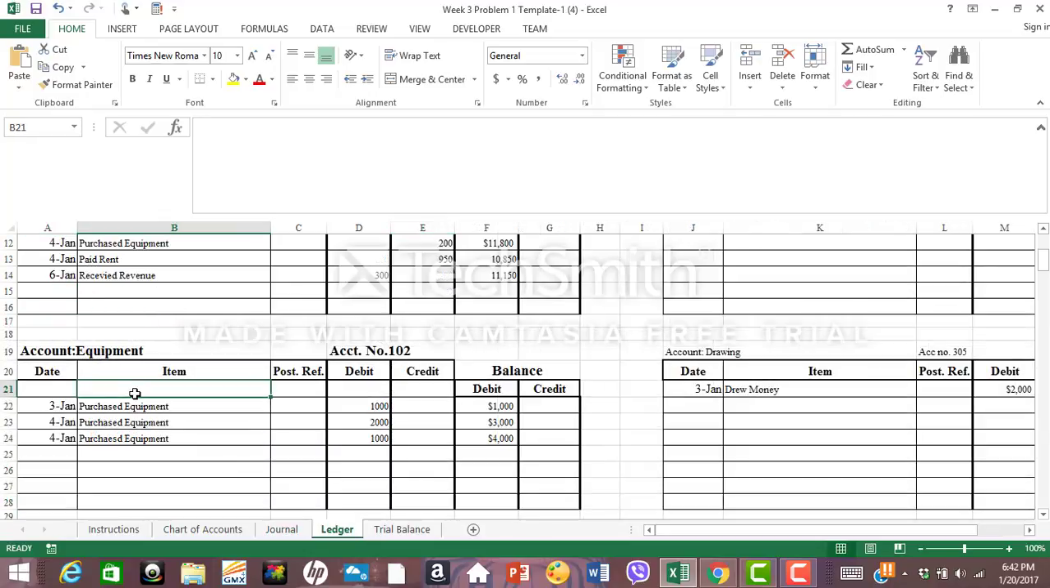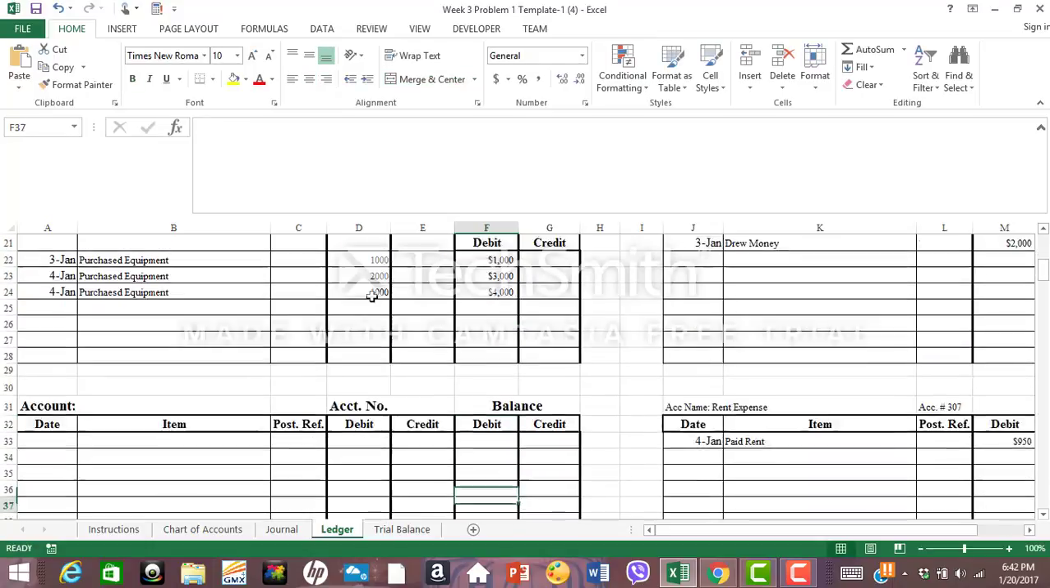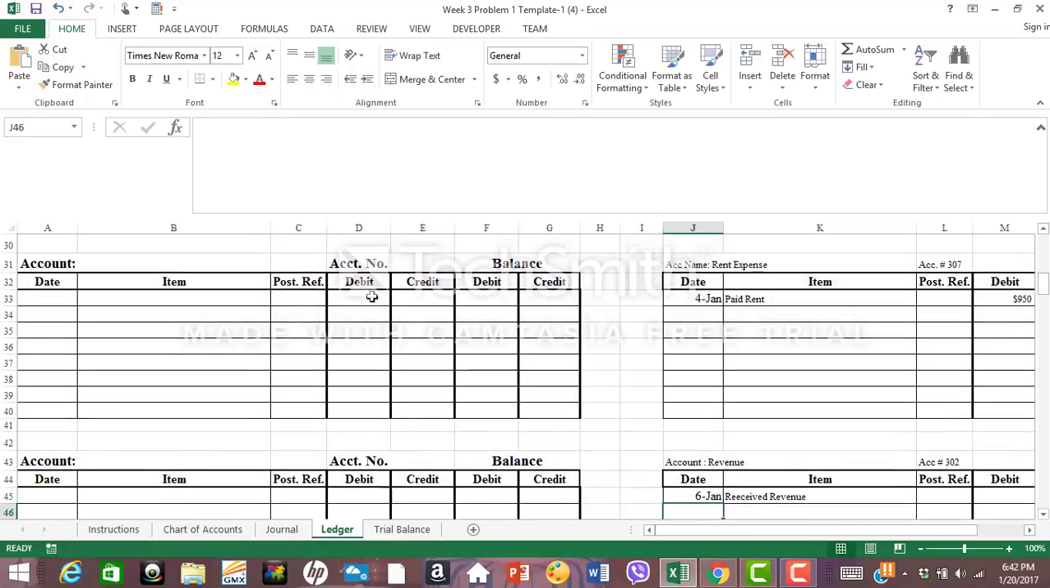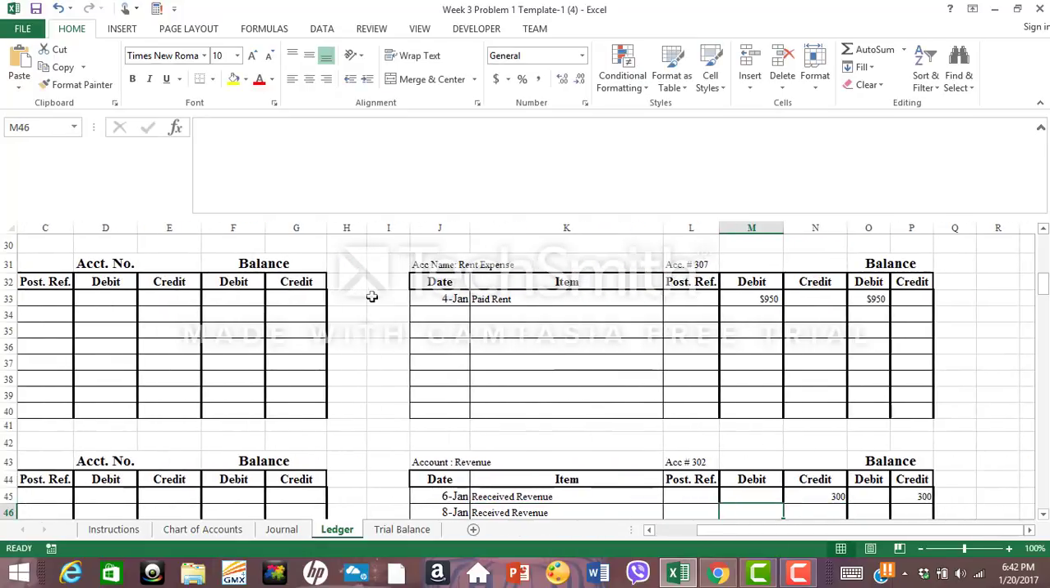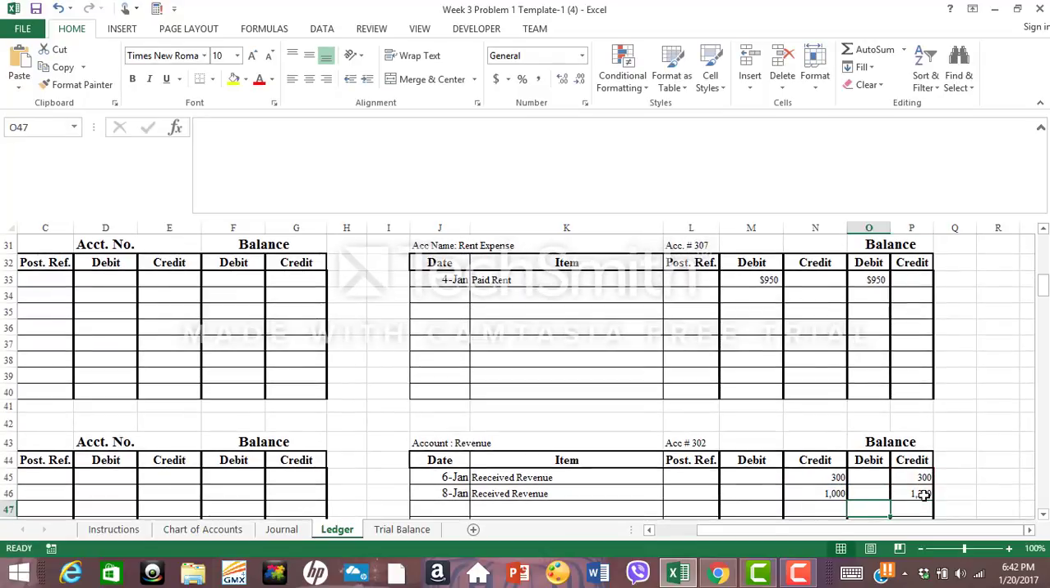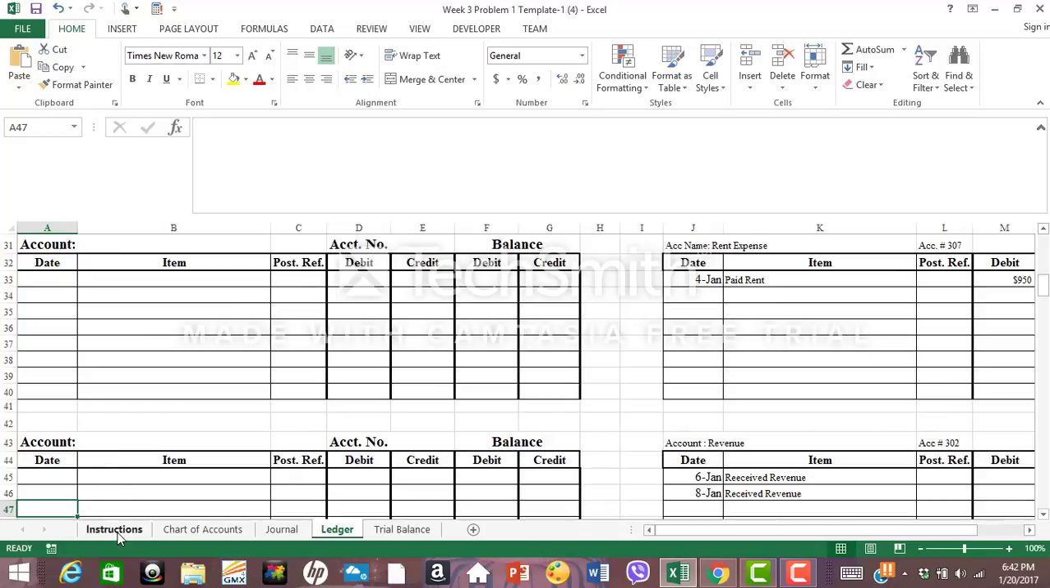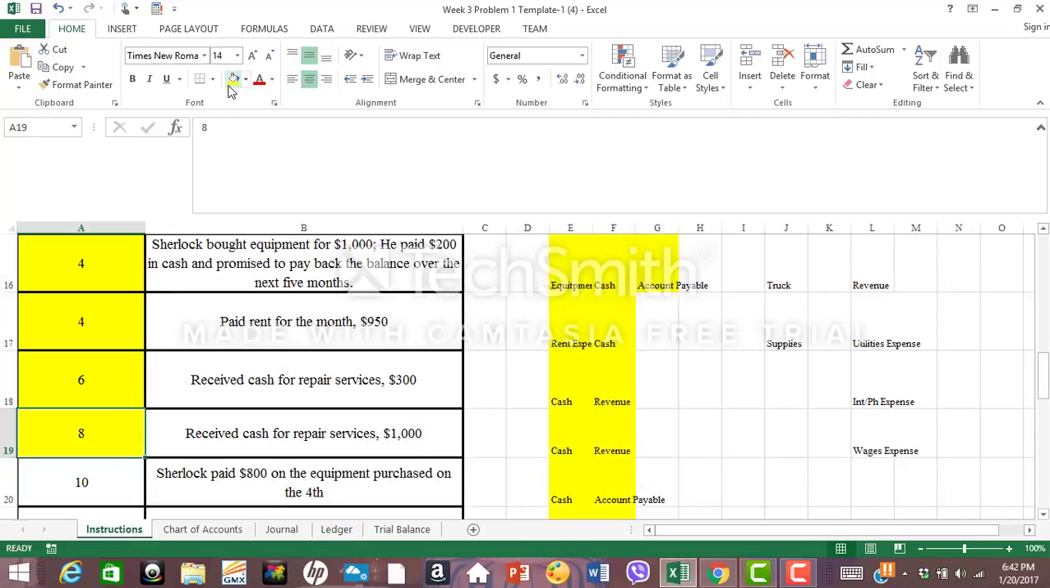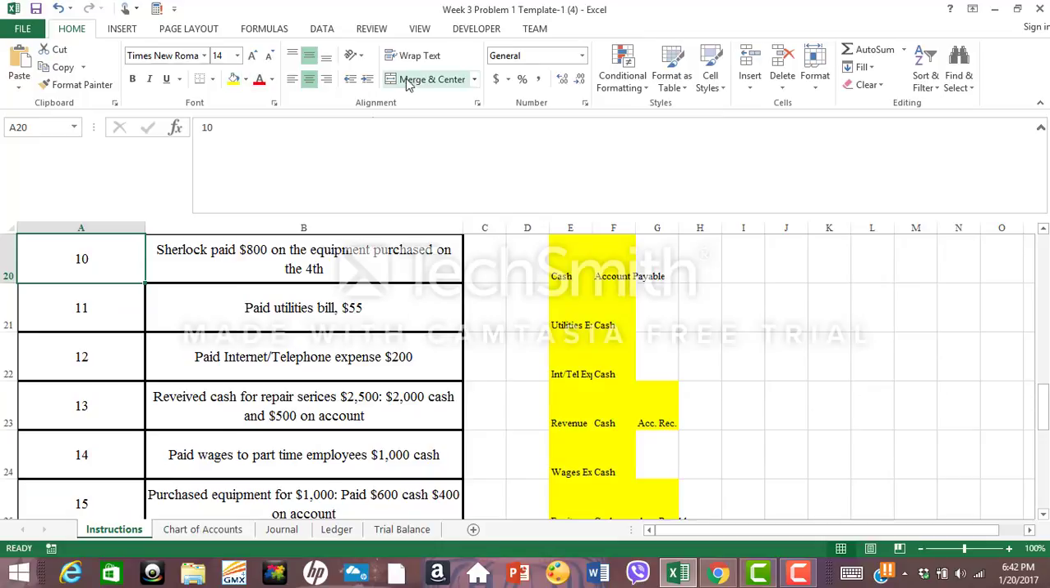We go over here, and then we do cash, which is January 8th for $1,000. Now the new balance is this plus this. New balance 12,150, and then we go to revenue, and we do January 8th, received revenue, and then it'd be $1,000. Your new balance is this $1,000 plus the $300 before, $1,300. Then we go back to instructions because we are done with this transaction. We go on to the next transaction, which is January 10th.